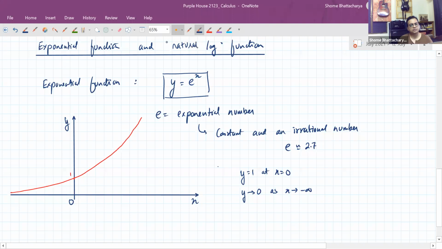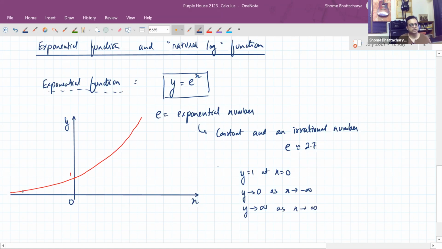Right now I'm not even talking about the log function. I'm talking about the exponential function. We'll come to that later. So exponential function, back to this, y is equal to e raised to the power x. e is a constant, which is an irrational number. Irrational number means that it is a non-recurring, non-terminating decimal number, just like pi. Its approximate value is 2.7, and y tends to infinity as x tends to infinity.